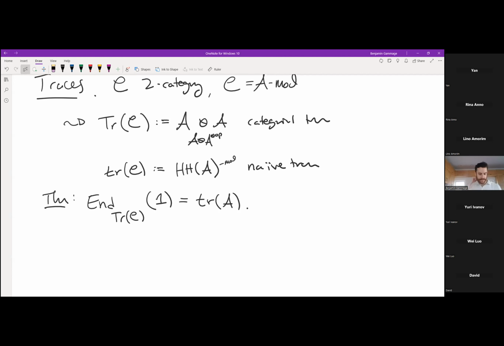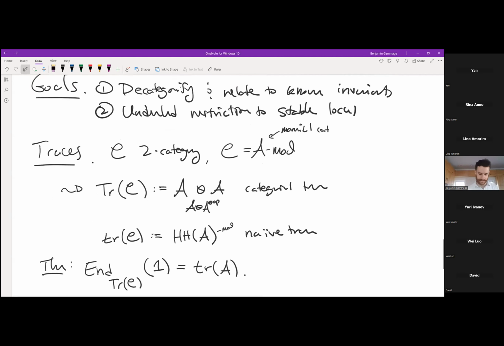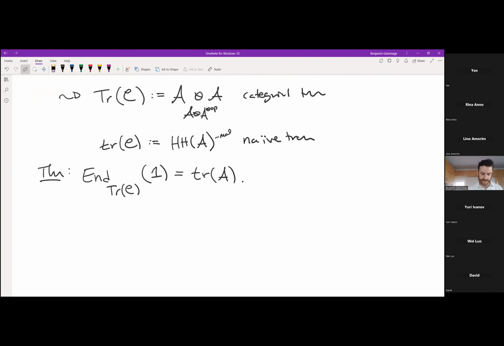First let me say one statement right away about this categorical trace, and then afterward I'm going to make some statements about the naive trace. So first, I just wanted to state this theorem of myself and Justin, which is a Betti version of an earlier theorem that Justin proved with Sam Raskin.